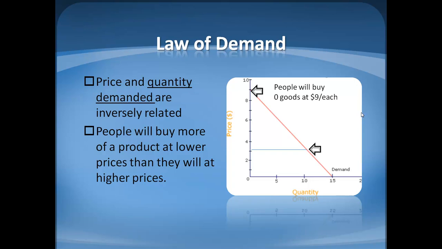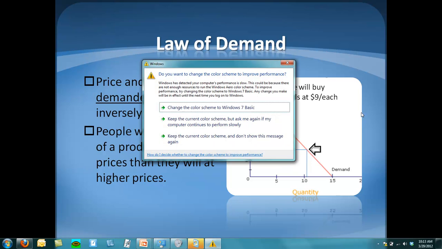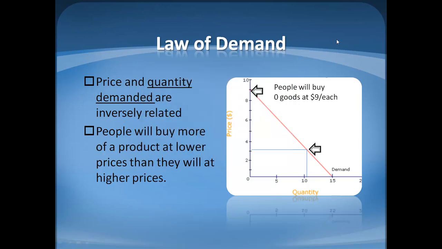Well, what we want to know is if people will buy nothing of this product at $9, how many will they buy if we change the price to $3? Well, we draw the horizontal line for 3, and then we draw the vertical line for 10 quantity, and we see that at $3 people will buy 10.